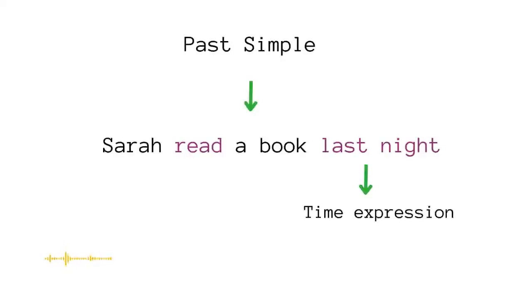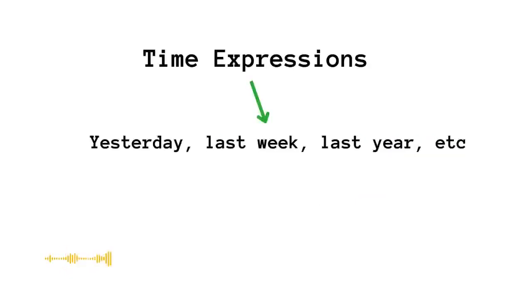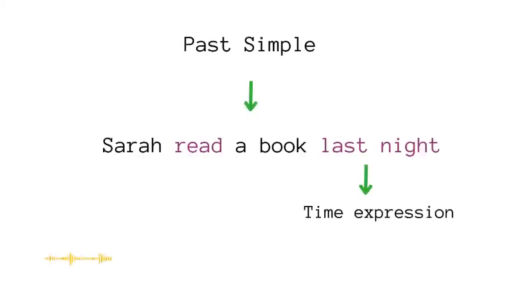Sarah read. So what does that mean? We are speaking about last night. What happened last night? She read a book. So that means we are speaking about something that happened and finished last night. And if you look at last night, this is basically a time expression. What do I mean by time expression? Time expression where you can tell the listener about the timing of the situation.